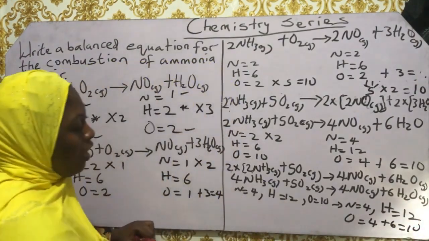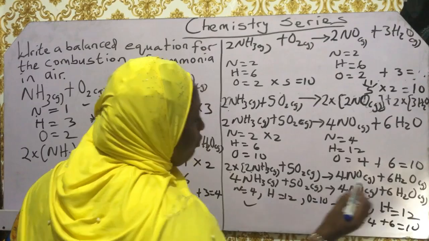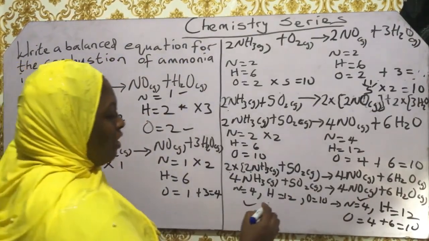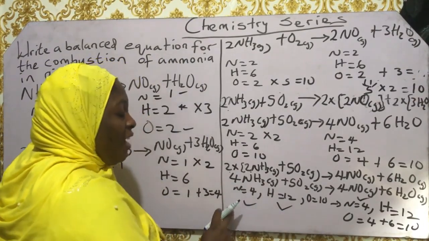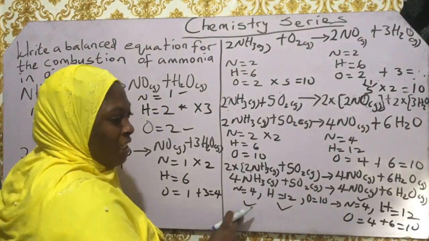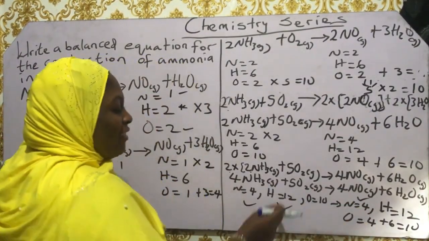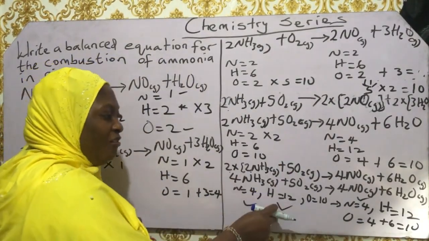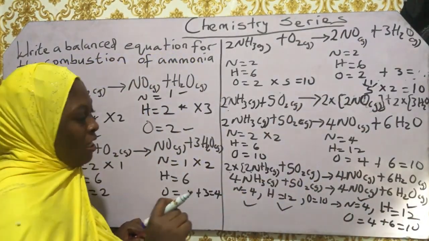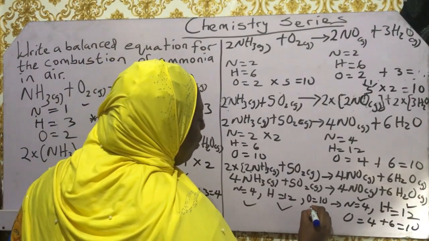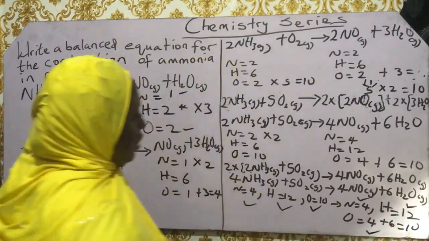So let's see. In the reactants, we have 4 atoms of nitrogen. In the products, we have 4 atoms of nitrogen. In the reactants, we have 12 atoms of hydrogen. In the products, we have 12 atoms of hydrogen. In the reactants, we have 10 atoms of oxygen, and in the products, we have 10 atoms of oxygen.